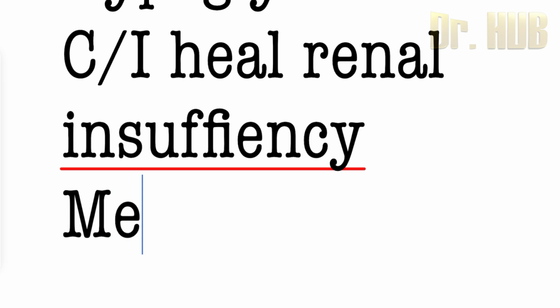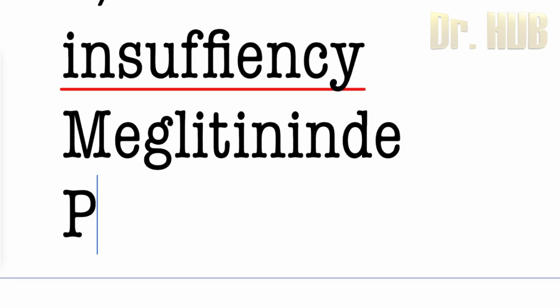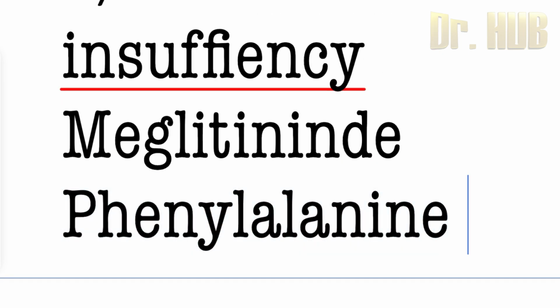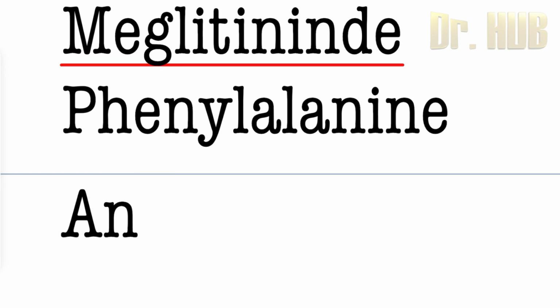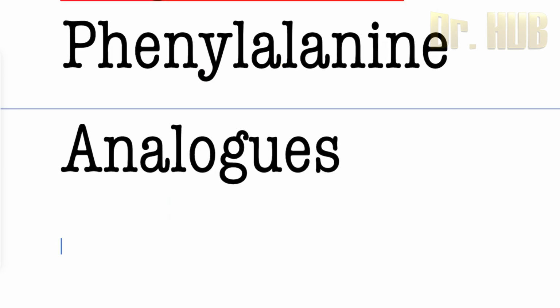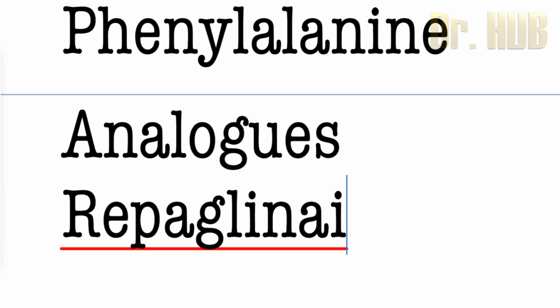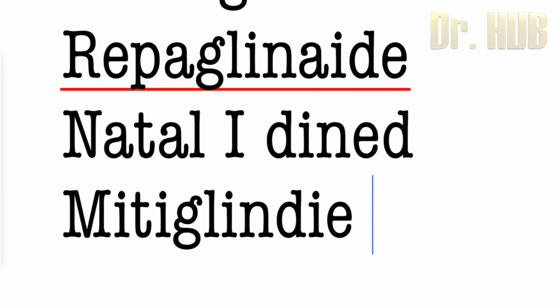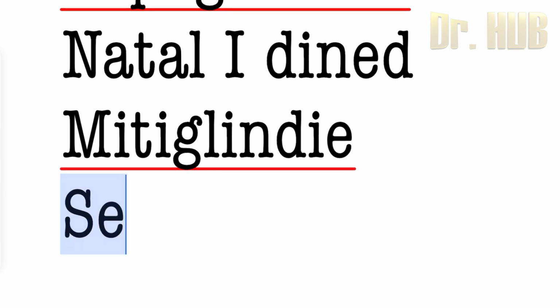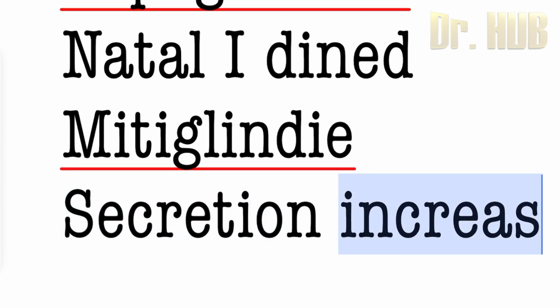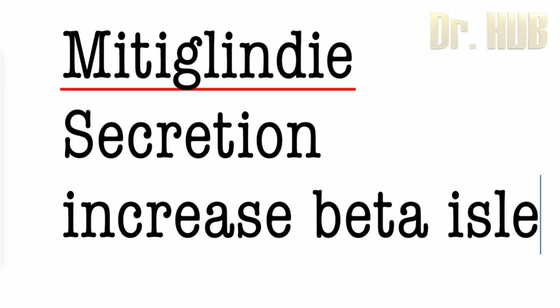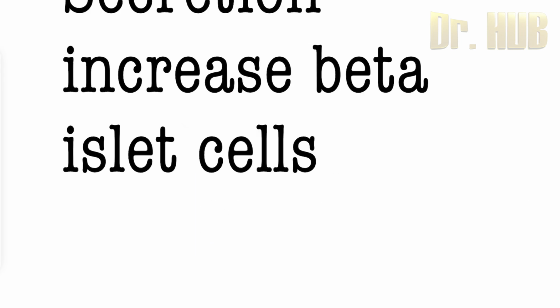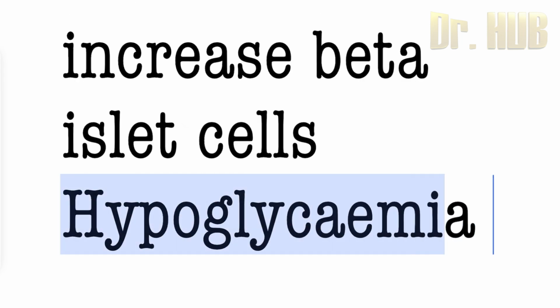Next, we look at the meglitinides, or the phenylalanine analogs. Phenylalanine analogs include repaglinide, nateglinide, as well as mitiglinide. So the mechanism is it increases the secretion. Secretion is increased from the beta islet cells. And the adverse effect is that it can cause hypoglycemia.